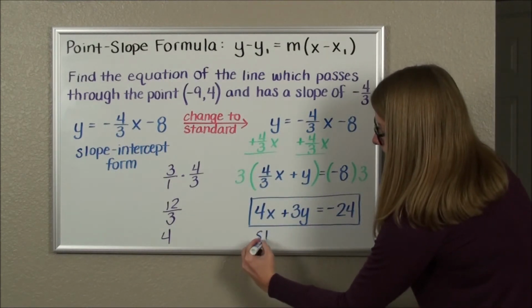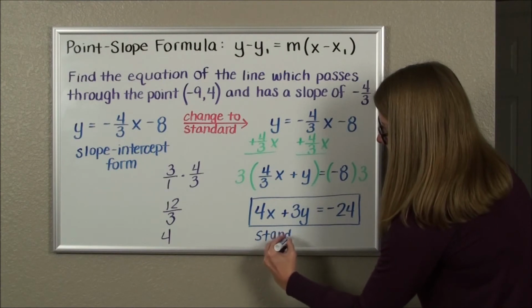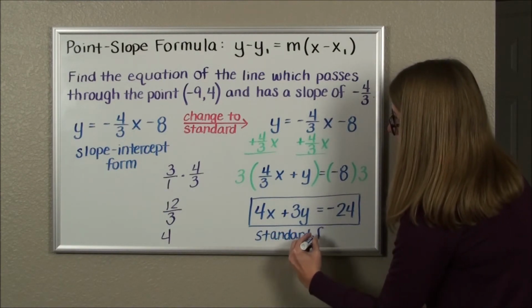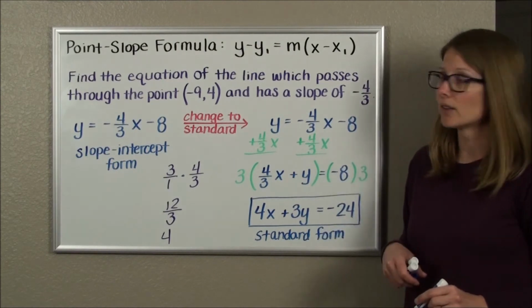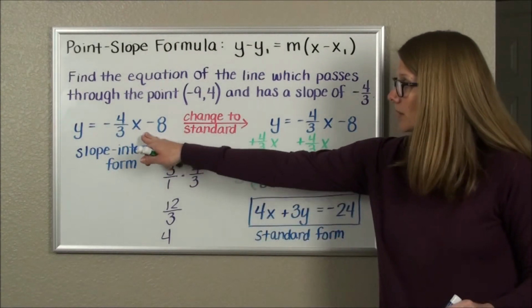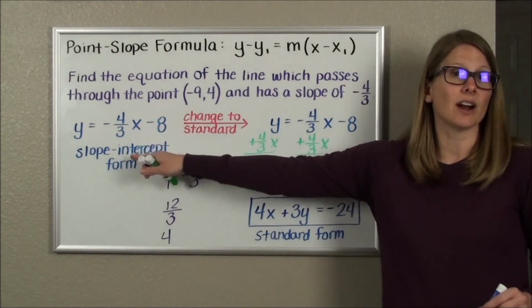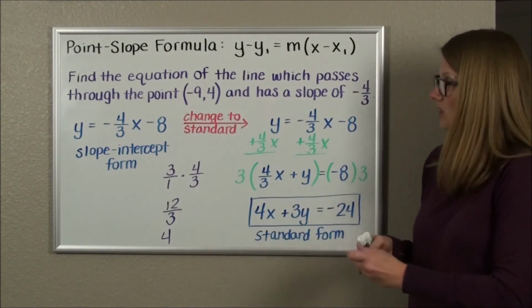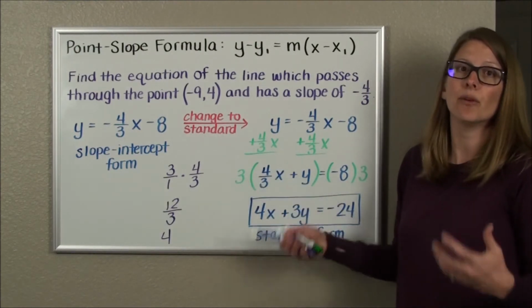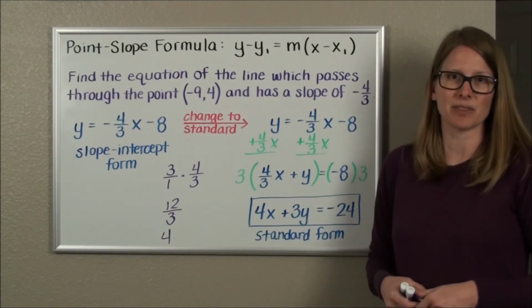There is our now standard form for the equation that goes through the point -9, 4 and has a slope of -4/3. And again, the slope-intercept form and the standard form, they are the same line. They represent the exact same picture. They just look quite different. So their formats are different, but they say the exact same thing.